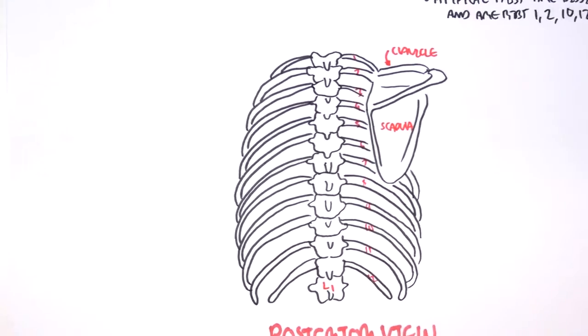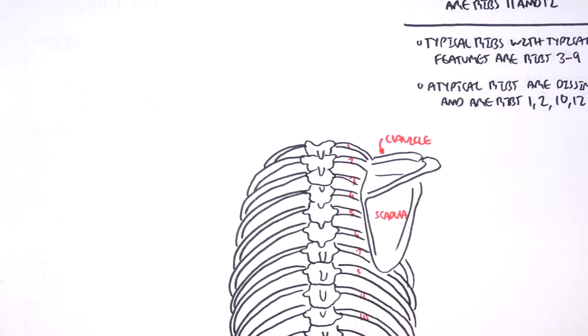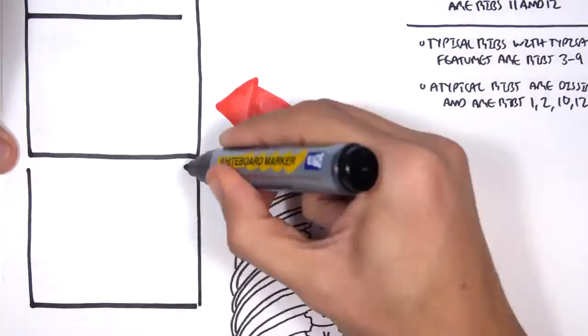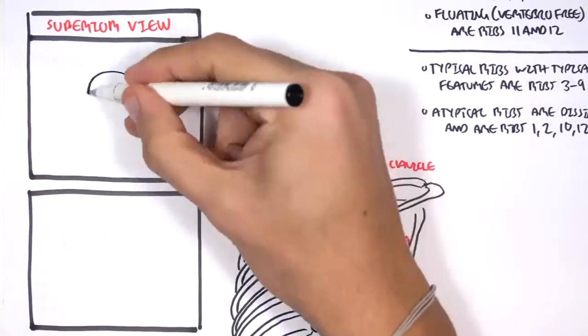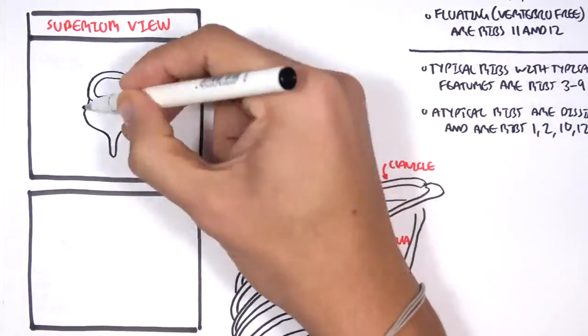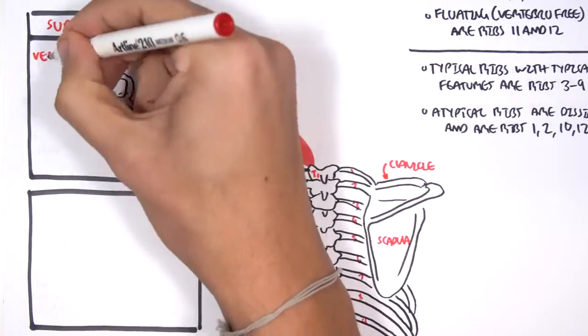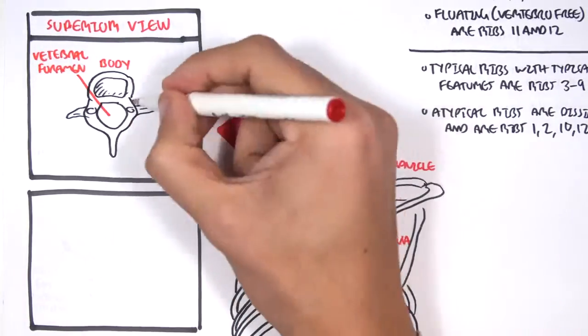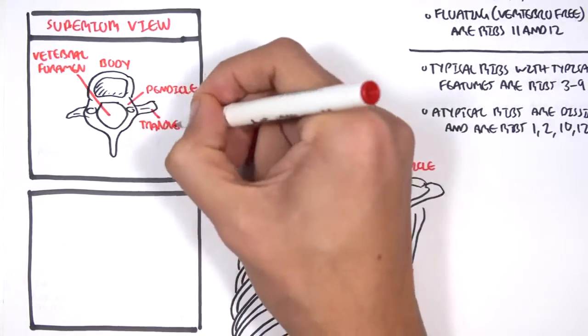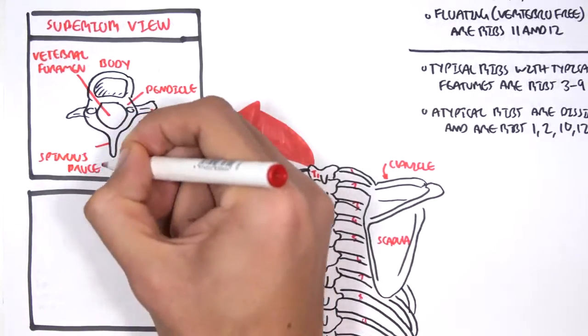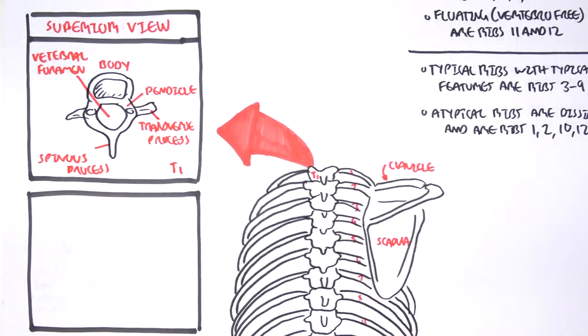Let's talk about the vertebrae quickly, just for a quick recap. We are looking at a vertebra from a superior view. This is T1, and here is the body. The vertebral foramen is where the spinal cord goes through. We have the pedicle, the transverse process, and then we have the spinous process, which we can actually feel when we palpate along the spine.